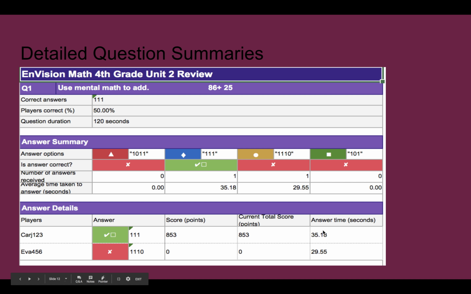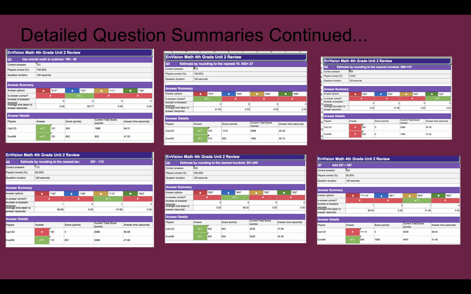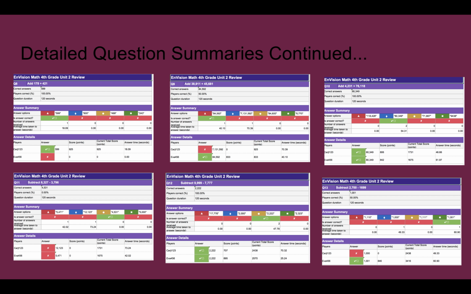For some of your kiddos that are very impulsive, I have some of those students myself, that's a good thing to look at. Were they just answering too quickly, or were they taking a lot of time to think about their answer? The next slides are screenshots of the individual question summaries from each question in the Kahoot. Those are the next ones, 8 through 13. So that was day 2.